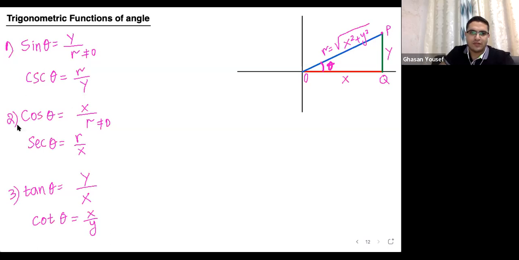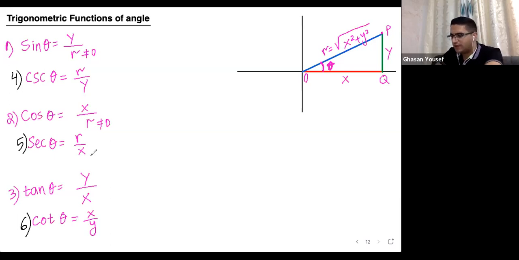So here 1, 2, 3, and also 4, 5, 6. We have 6 functions, all of them called trigonometric functions: the sine function, the cosecant, the cosine function, the tan function. Now we're going to learn how we can evaluate a trigonometric function at any angle, at any value.